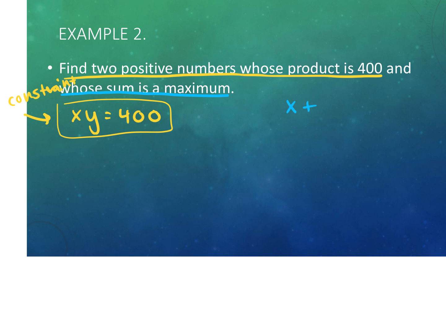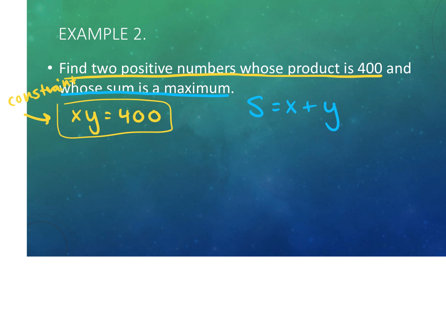It would be x. We're just looking for the two numbers whose sum is a maximum, so we can call it sum. We'll name it as sum is equal to x plus y. We'll find the derivative to handle the maximum part.